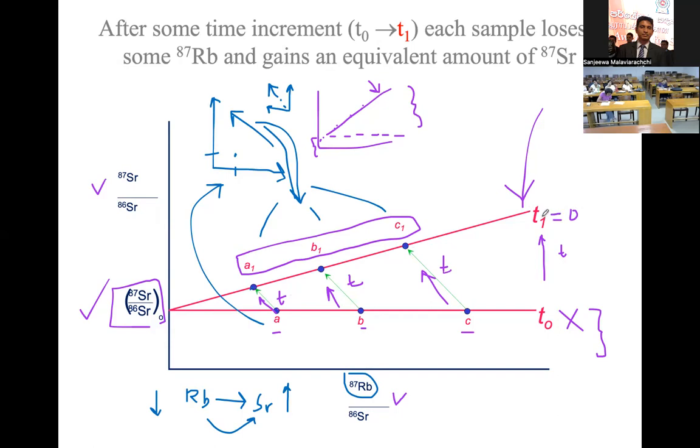At the time t1, that means today, after elapsing of t number of years, we are getting an isochron like this. All right. Anybody didn't understand this? I can explain from the beginning again if someone needs.